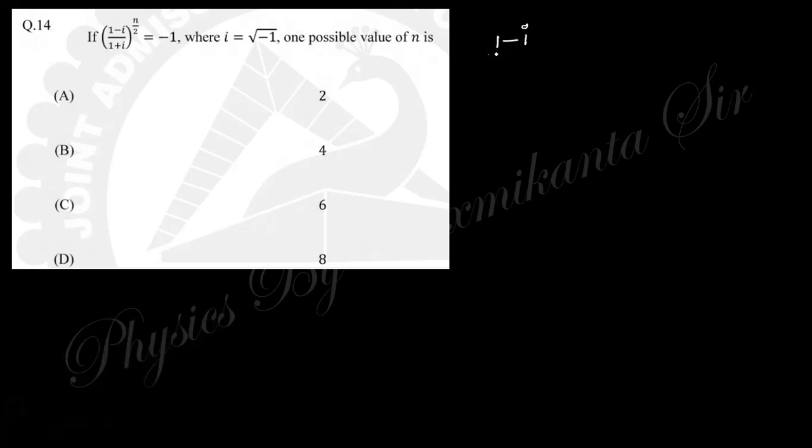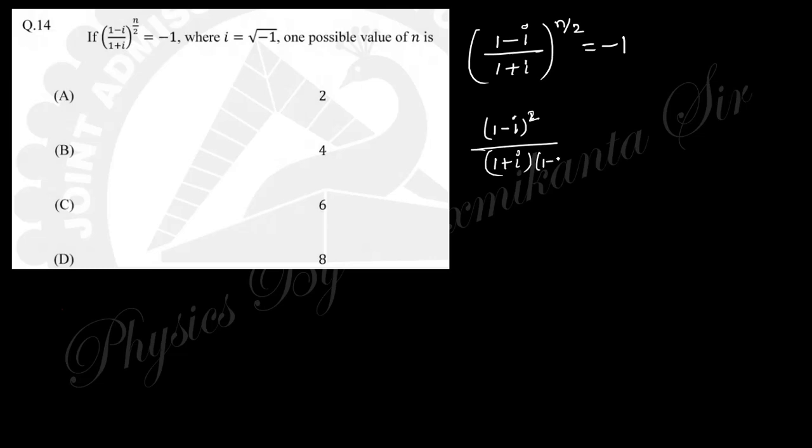(1 minus iota) by (1 plus iota), whole to the power n by 2, equals minus 1. So we take (1 minus iota) square by (1 plus iota)(1 minus iota), multiplying 1 minus iota in the upper and lower side, whole to the power n equals minus 1 square.